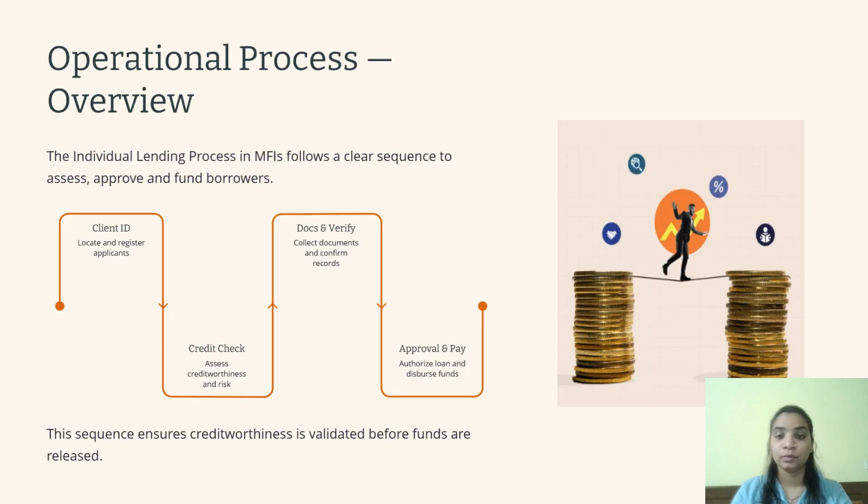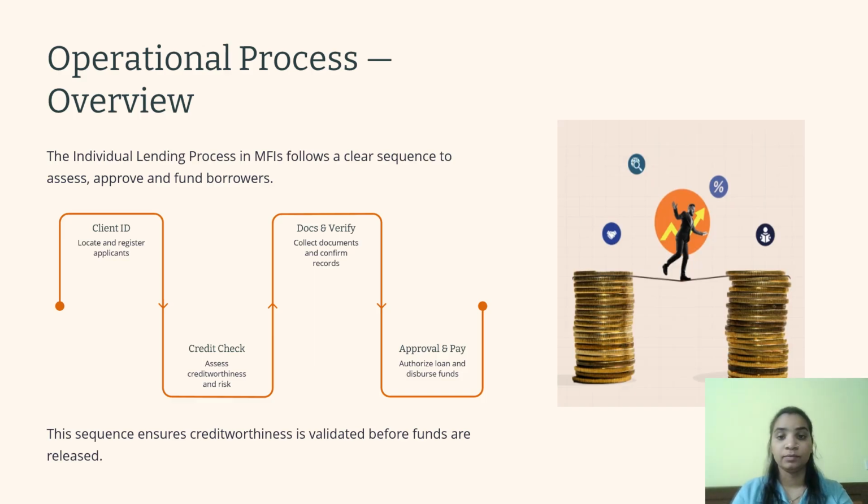So we'll move to the next slide where we'll talk about the operational process overview. The individual lending process in MFIs follows a structured sequence to ensure proper credit assessment and minimize lending risk. The process begins with client identification, followed by credit assessment. Next, the borrower's documents are collected and verified. Finally, based on the evaluation, the loan is approved and disbursed. This systematic approach ensures that only creditworthy borrowers receive financial assistance, thereby reducing the chances of loan default.